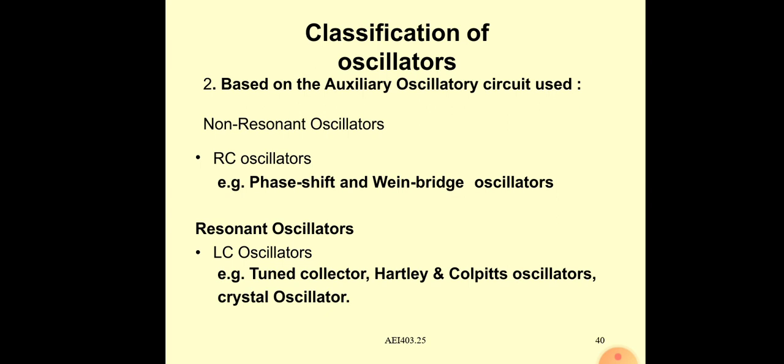Next, classification of oscillators based on the auxiliary oscillatory circuit used. Non-resonant oscillators are RC oscillators. RC oscillators are of two types, RC phase shift oscillator and Wien bridge oscillator. And resonant oscillators are those which use the tank circuit. LC oscillators are of two types, Hartley oscillator and Colpitts oscillator. Examples of LC oscillators: tuned collector oscillator, Hartley oscillator, Colpitts oscillator, and crystal oscillators.